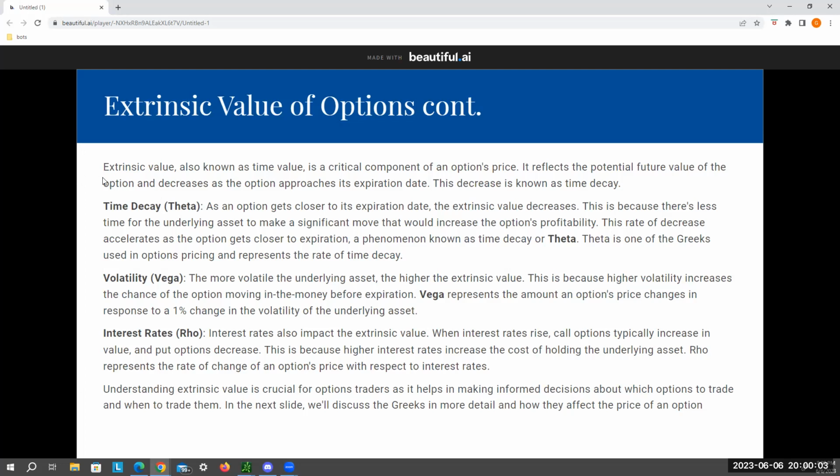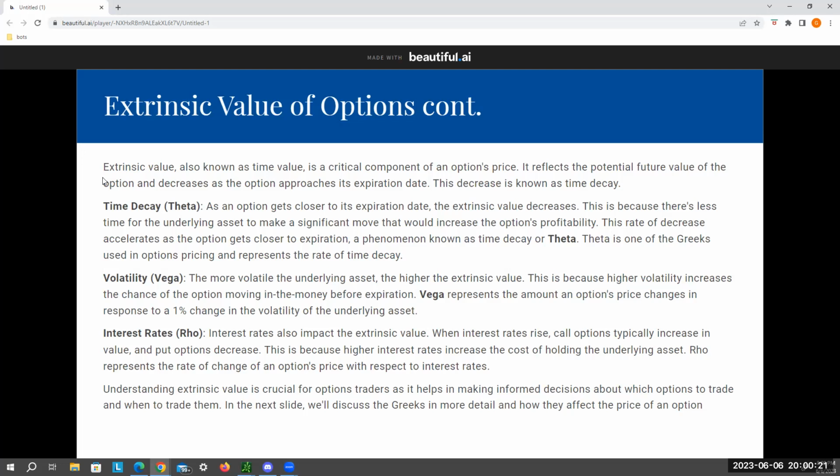So volatility, which is known as Vega: the more volatile the underlying asset, the higher the extrinsic value. It's because higher volatility, which is also known as IV, we'll get into that later, increases the chance of the option moving in the money before expiration. The Vega represents the amount an option's price changes in response to a 1% change in the volatility of the underlying asset.